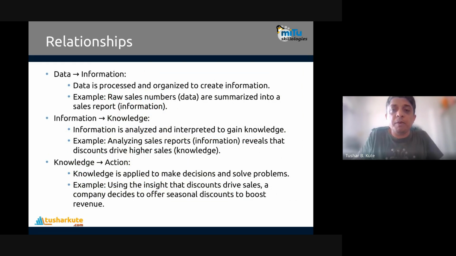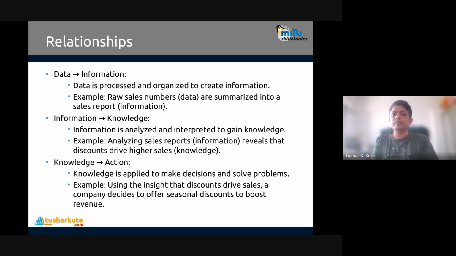Okay, if I combine them: data to information, information to knowledge, knowledge to action. So data to information: data is processed and organized to create information. This process is generally called data mining, where data is converted into information format, or data is extracted for usability. For example, raw sales data is summarized into a sales report. That's what information is.